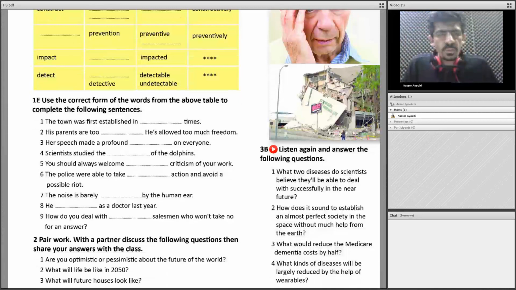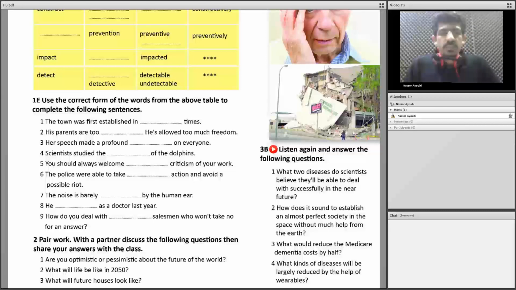Use the correct form of the words from the above table to complete the following sentences. Number 1. The town was first established in colonial times, the times during which the country or the town was colonized by another country. Number two, his parents are too permissive, he is allowed too much freedom. Permissive. They are not strict at all.